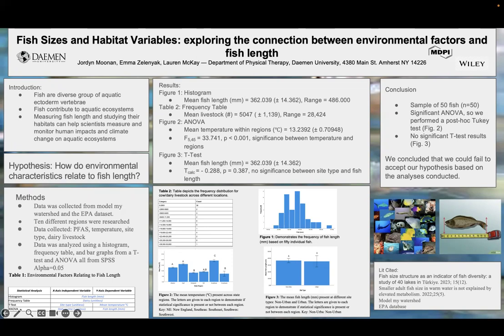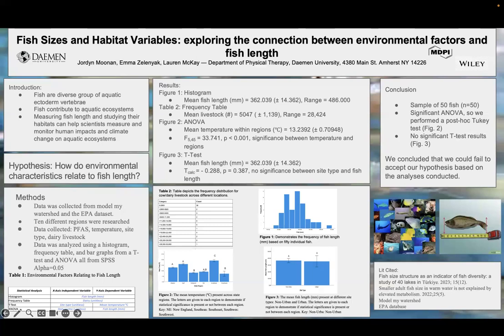We used a t-test to compare differences in fish length based on whether the sites were urban or non-urban. We used an ANOVA to compare differences in mean temperatures based on the region. And we used a histogram to compare differences in fish length frequencies. We used a frequency distribution to compare differences in cow dairy livestock across different locations. And we used a critical alpha value of 0.05 to compare our p-value to determine significance within our data.